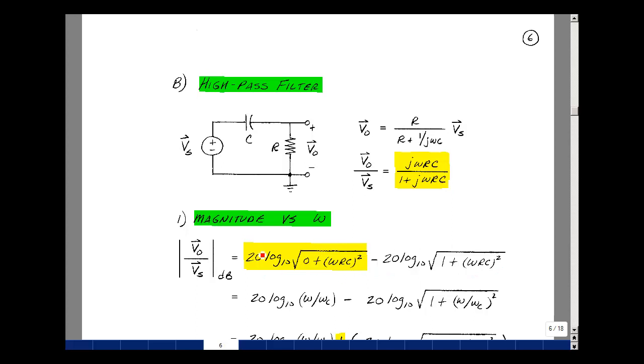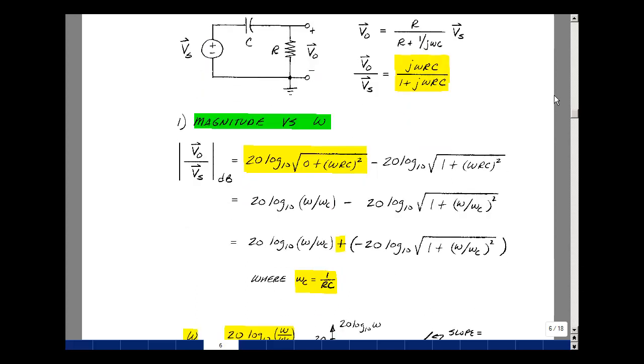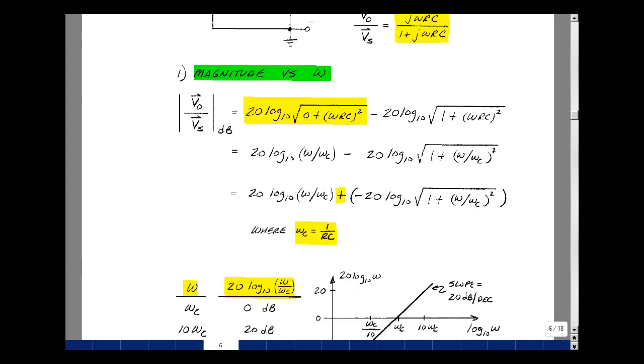What's this? Let's just simplify this in terms of omega c again. I'm going to write this as 20 log base 10 of omega divided by omega c, where omega c is equal to 1 over RC in our particular example. And then we have minus this term. Let me write this as a plus of this quantity. In other words, we're going to take this quantity and add it to this quantity. Well, we've already sketched this.